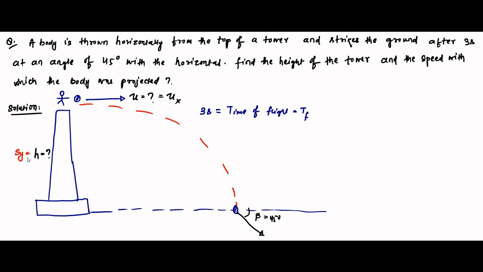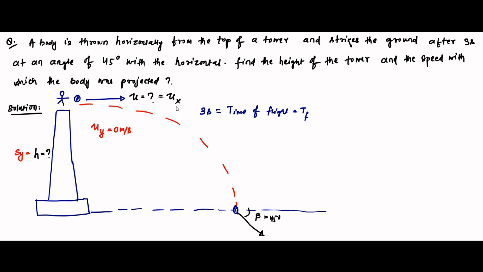Always while solving projectile motion problems, always split the whole situation into horizontal and vertical components, analyze them separately. That is the number one tip while solving projectile motion questions. So height of the tower is the net vertical displacement. This initial projection velocity is the initial horizontal component of the projection velocity. There is no vertical component, so the initial vertical component will be equal to 0.